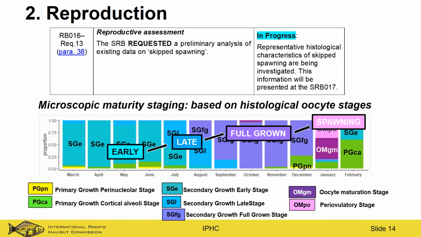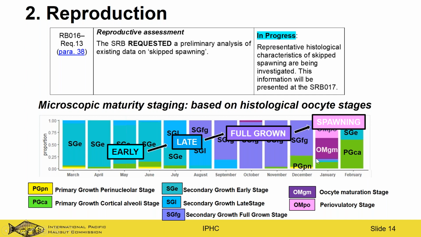that beginning in March, continuing in April, May, and June, most of the females, probably more than 90% of those females, are beginning what is called secondary growth, or vitellogenesis. In July, a portion of those females are advancing further into what we now call secondary growth late stage, in bright blue. And then starting in August and continuing in September, October, and November, we start seeing those females developing further into the full-grown stage of secondary growth. That's also referred to as late vitellogenesis, and that continues until December.